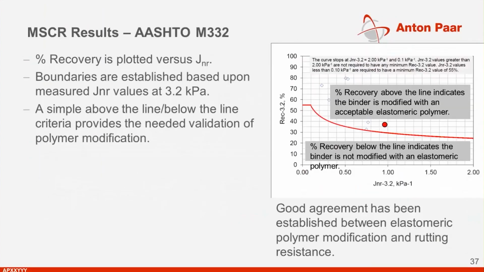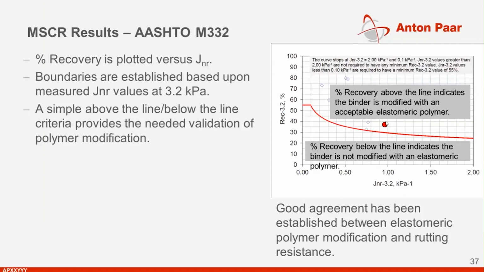So, MSCR results according to AASHTO M332. We are getting the percent recovery, which is plotted versus the JNR value. And the boundaries we are seeing here are established based on the measurement values at 3.2 kilopascal. Here, a simple above the line, below the line pass-fail criteria is used to ensure there is a suitable amount of modification in here.